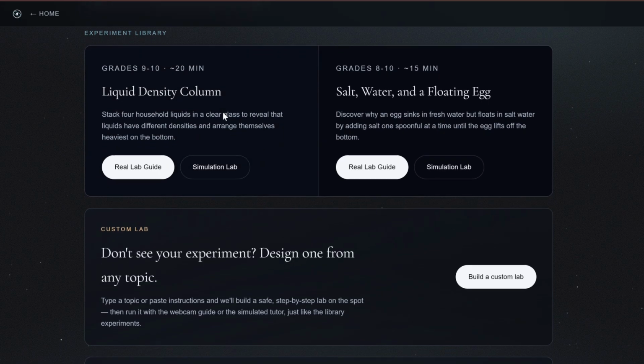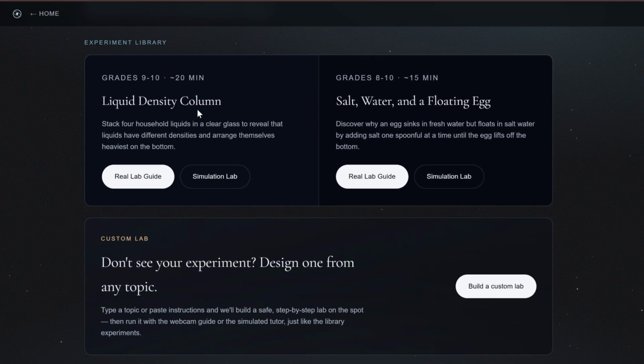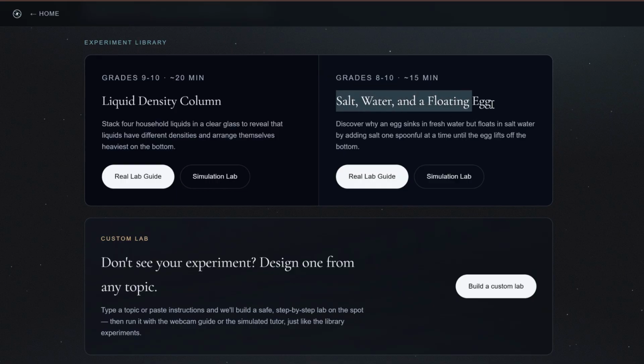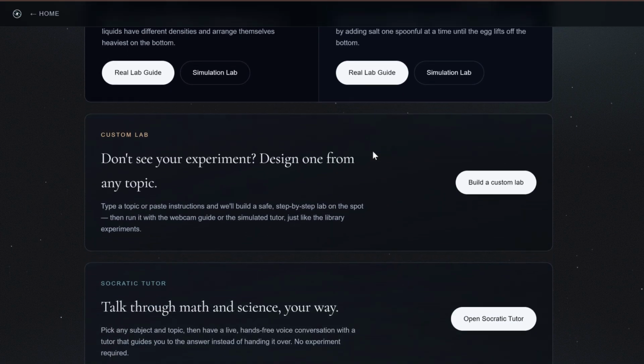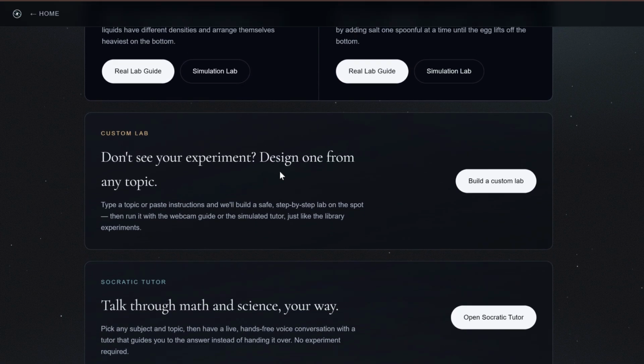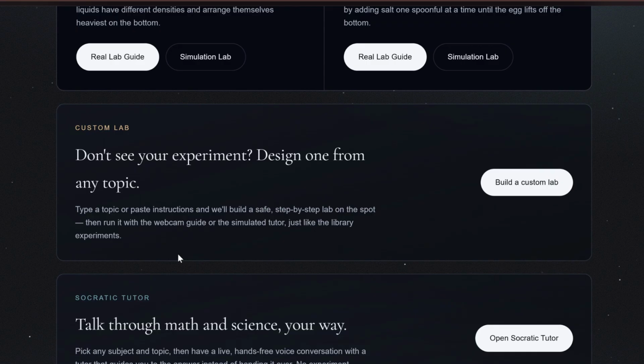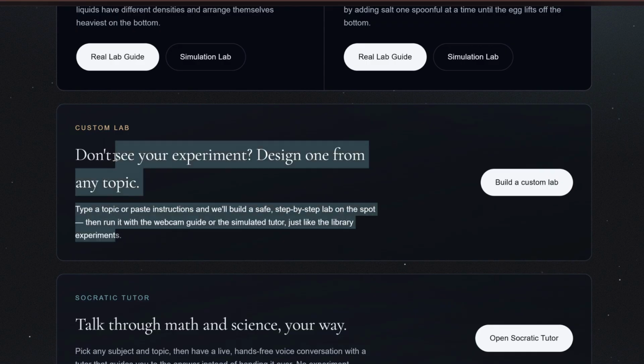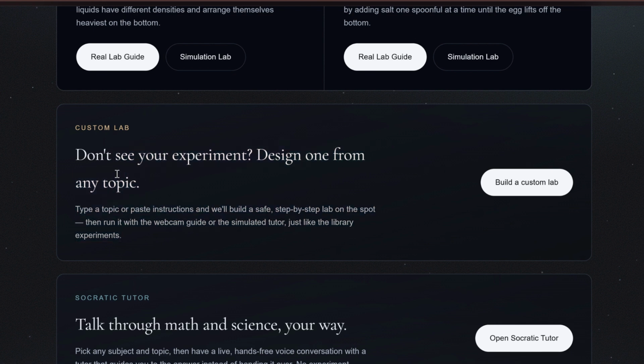So let's try that out. In the experiment library, there are two pre-made experiments that you can try. One is a liquid density column, and the second one is salt, water, and a floating egg. Now, these ones look interesting, but the real kicker is the custom lab that we have here. In the custom lab, you can build your own lab with AI and you can try it. And AI will use computer vision to guide you step by step. So let's try that.